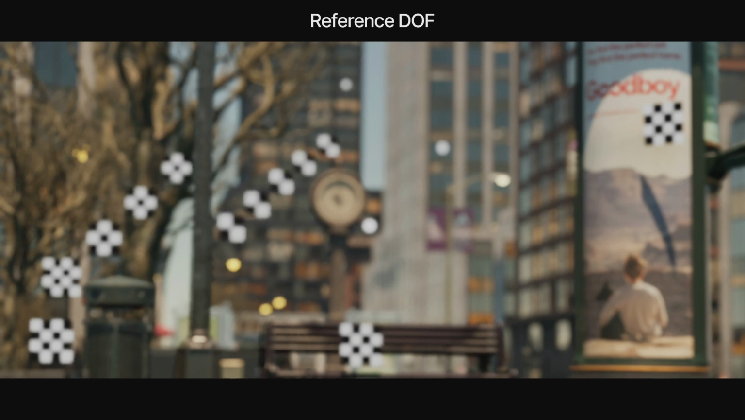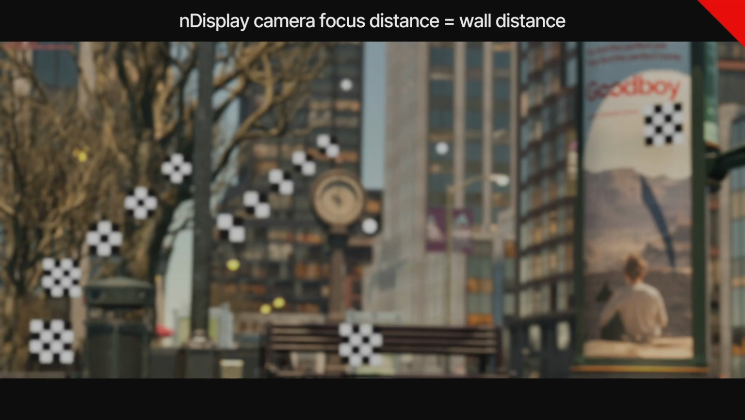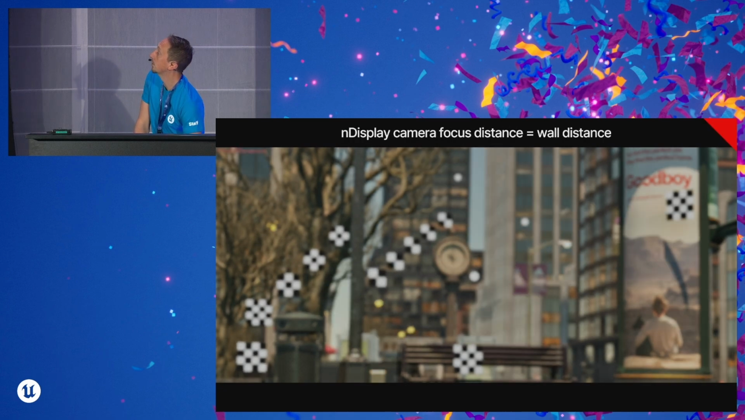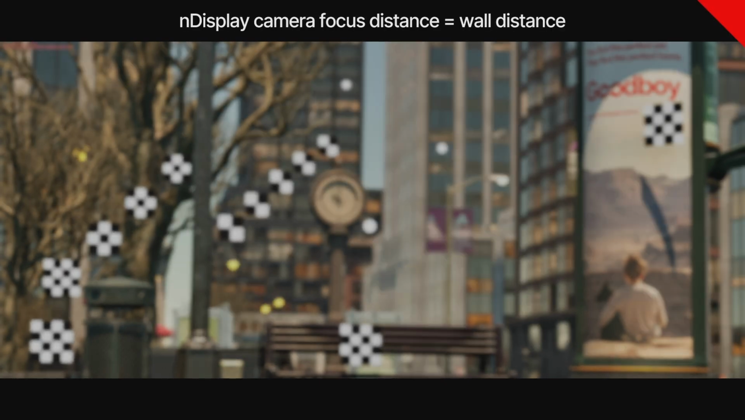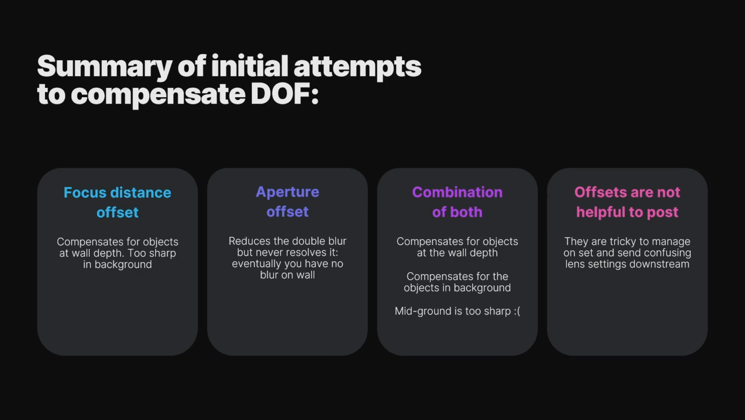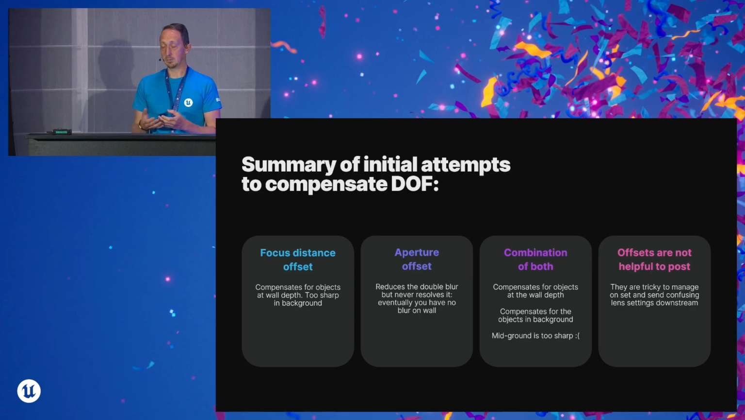Here's our reference depth of field, and here is a focus distance offset to the wall. If you look at the good boy sign at the top right, you'll see that's a really good match. There are obviously some differences once it's shot through an LED wall, but even virtually it holds up. But if you look at the background, the further into the background you look, you can see the image gets sharper. To summarize, the focus distance offset compensates for the objects that are at the wall depth. That's really important because that's where your physical set and your virtual set need to blend visually to create the illusion of the LED wall not being there. That's great, but it makes the background too sharp. So now the DP's not happy.